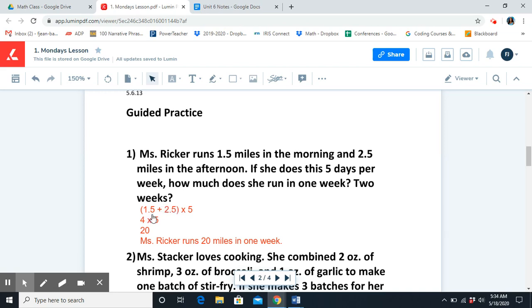1.5 plus 2.5 equals 4. Then we're going to multiply that by 5 and you get 20. So Miss Ricker runs 20 miles in 1 week. How can we change this expression to represent the scenario for 2 weeks? You got it. We have to multiply the number of days by 2.